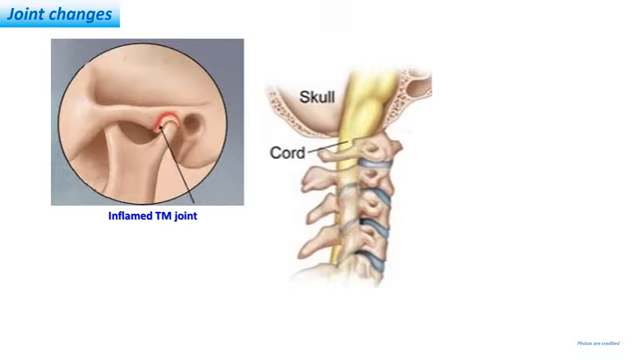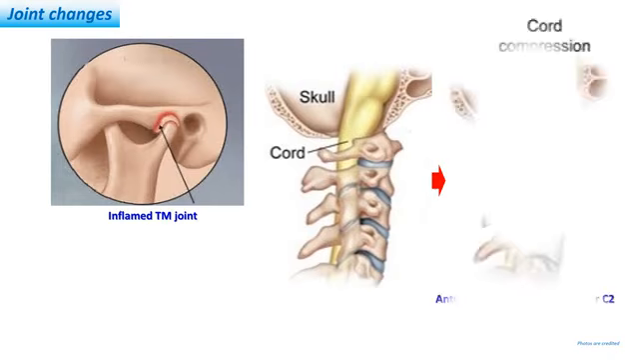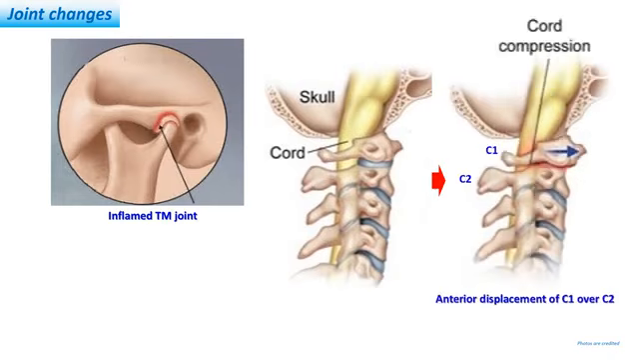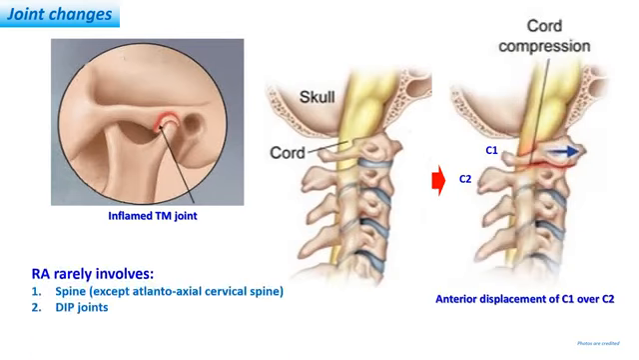What happens? There is inflammation between the atlas and axis, and there will be a chance of anterior displacement of the atlas over the axis, and there is a chance of cord compression. Now we have to remember that rheumatoid arthritis rarely involves the spine except the atlantoaxial cervical spine. Number 2, the distal interphalangeal joints.